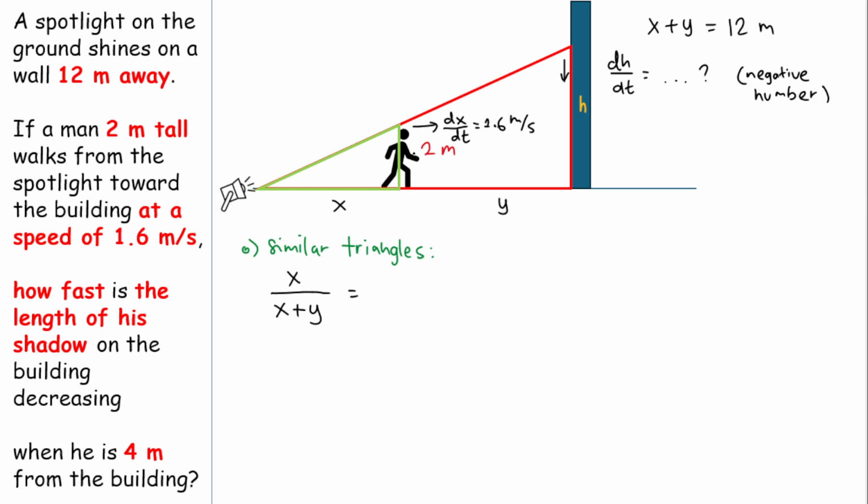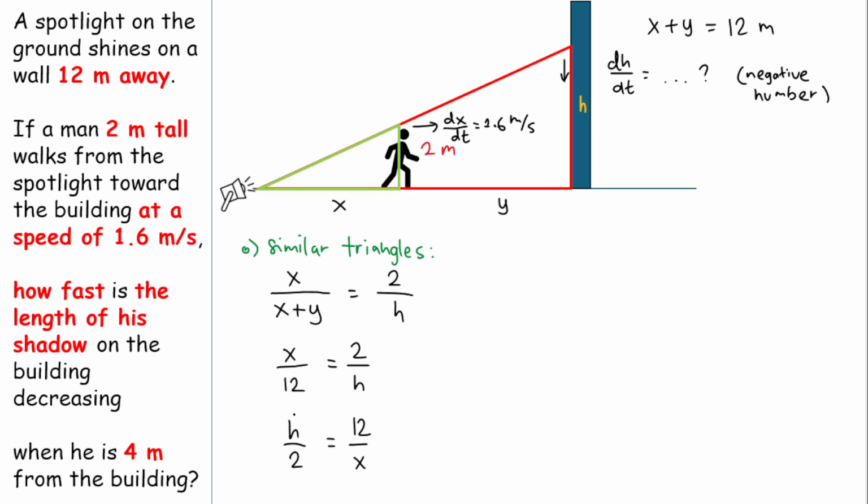And then the height, the man here, 2 meters, is the height of this green triangle. So I will have 2 here. And the height of the shadow is H. Good. Okay, now X plus Y is 12. So we can plug in 12, right? So we have X divided by 12, and that will equal 2 divided by H. Now let's flip this. So we'll have H over 2, and that will equal 12 over X.